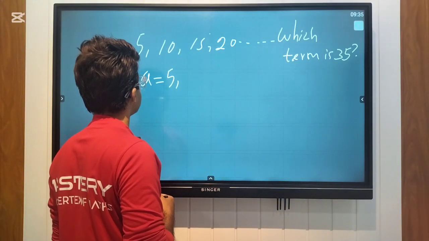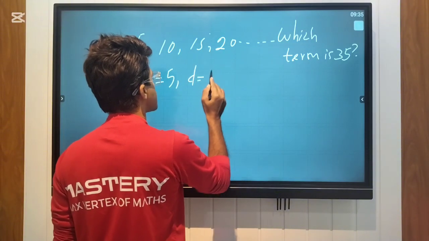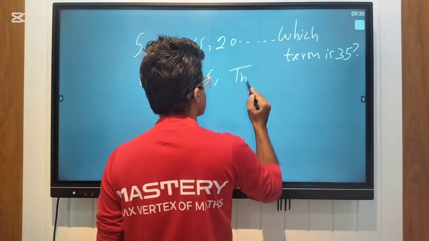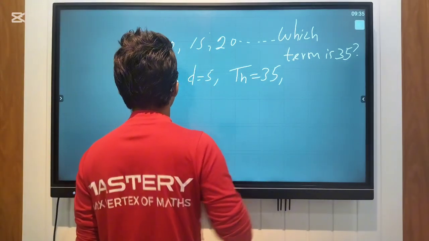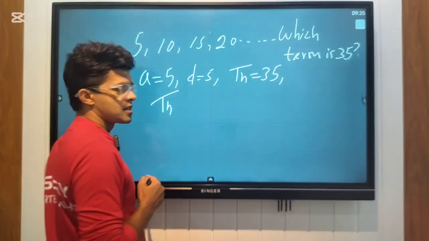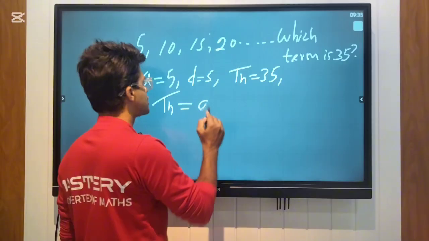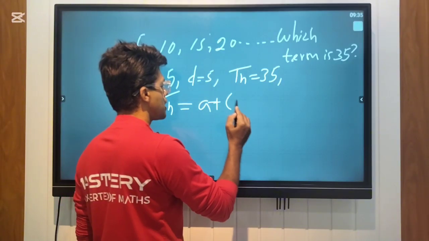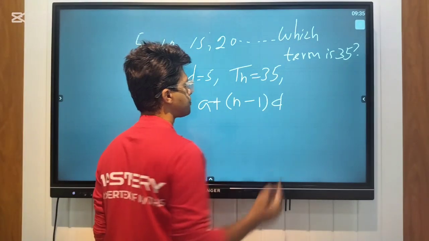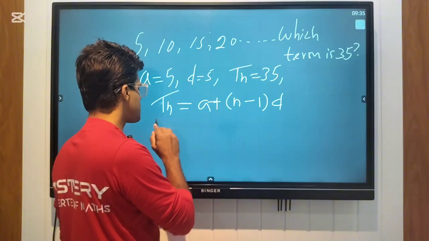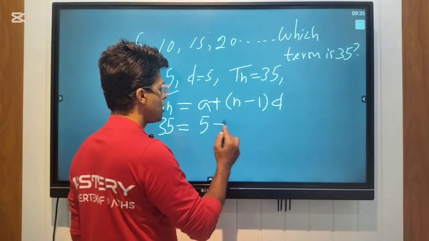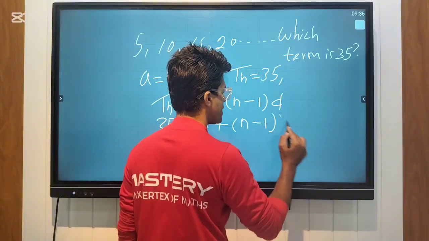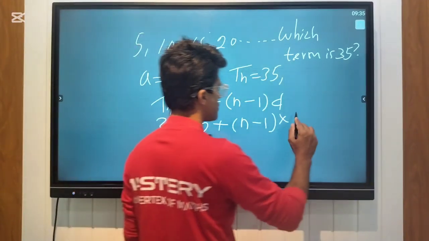To find which term is 35, you need to take a equals 5, d equals 5, and Tn equals 35. We do not know the value of n. So let's substitute these values in the formula Tn equals a plus (n minus 1) times d. The value of a is 5, we do not know n here, and d equals 5.